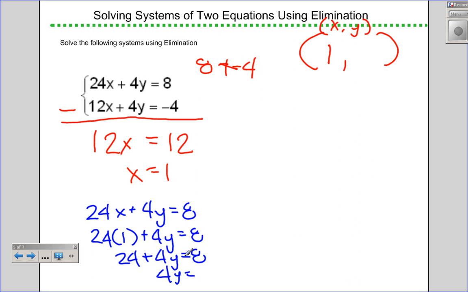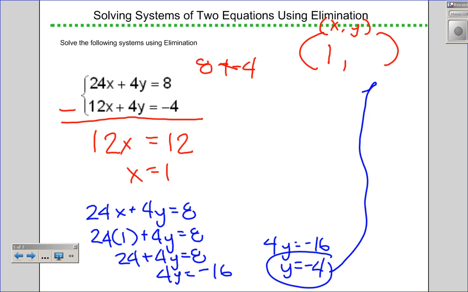So 4y equals, subtract the 24 from both sides, gives me a -16. So I'm just going to move over a little bit. So 4y equals -16. So y equals -4. So I can take that, plug that in up here, and there's my solution to this system of equations using elimination. Now, could I rewrite these in slope-intercept form and graph them?